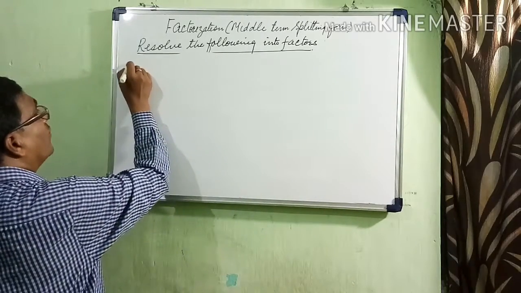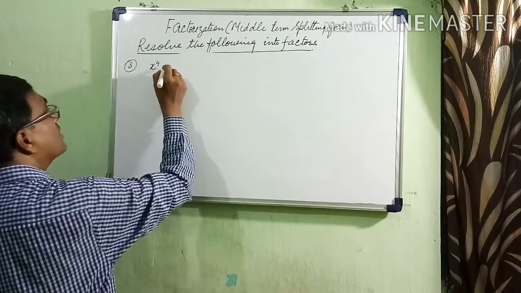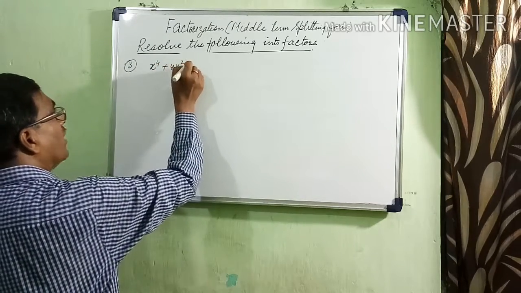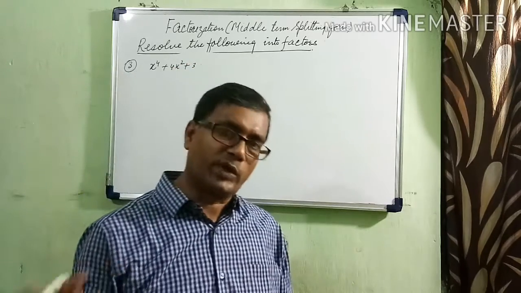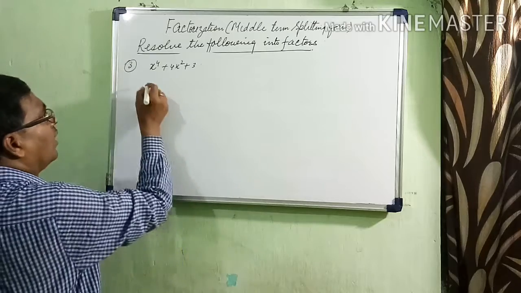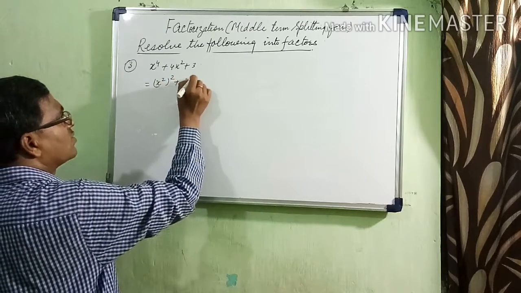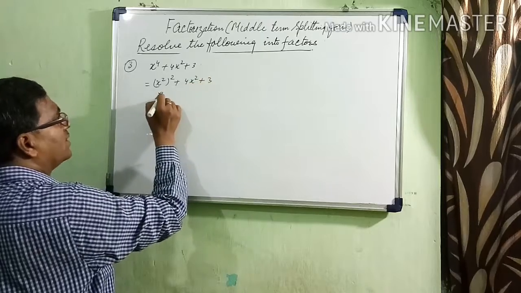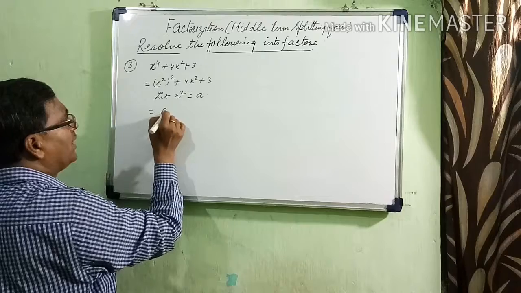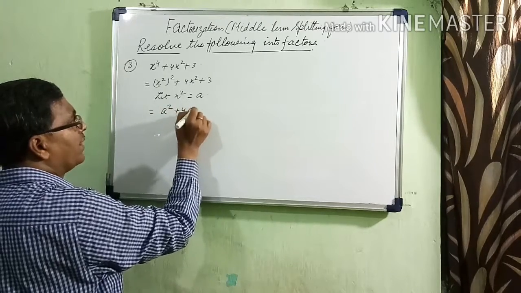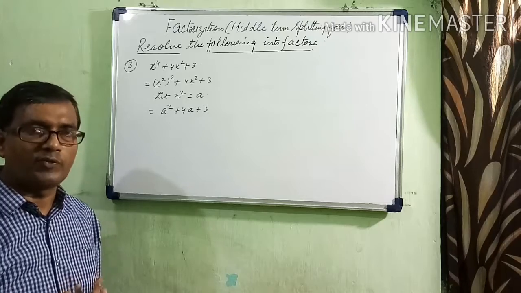X to the power 4 plus 4x square plus 3. It is not in a quadratic form, but you can convert into quadratic form. How? X square whole square plus 4x square plus 3. Let x square is equal to a, so it will be a square plus 4a plus 3. Is it in the quadratic form?